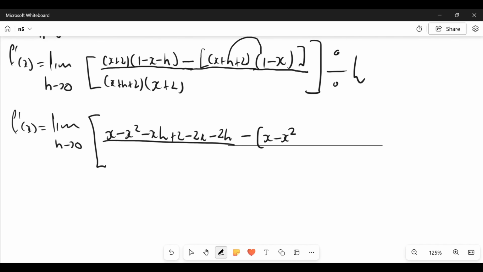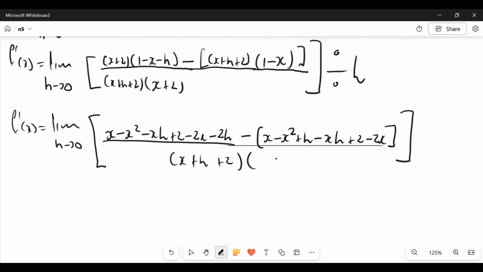We have h multiplied by 1. That here is going to give us plus h. We also have h multiplied by negative x. That one is going to give us negative xh. And then we multiply 2 with 1. This here is going to give us plus 2. We multiply 2 with negative x. That here is going to give us negative 2x. Then we close the bracket there. Let's not forget we have the outer bracket. And then we're going to divide with x plus h plus 2 multiplied by x plus 2. This denominator there. Then let us not forget we have to divide by h, that h there.